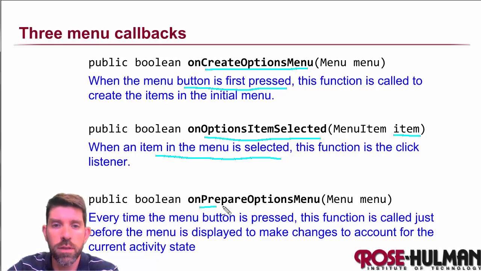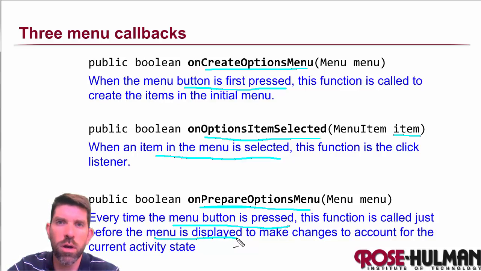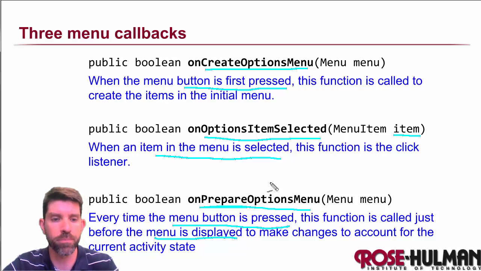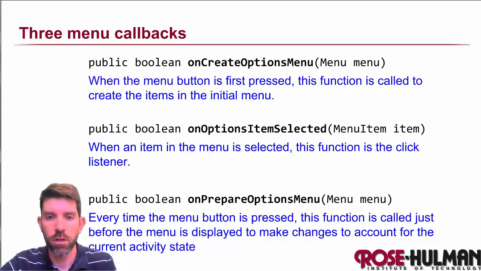All right, and finally there's one that I'll tell you about, but we're not actually going to use today. This one is called onPrepareOptionsMenu. And this again is going to be called every time that they make a menu choice, just before it displays the menu. So in case we want to make any sort of last minute changes to the menu, so maybe something that updates based on the state of our app. Okay. Let's take a look and see what this would be in code.